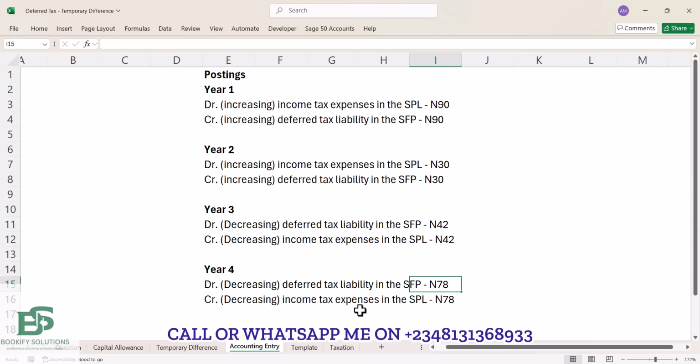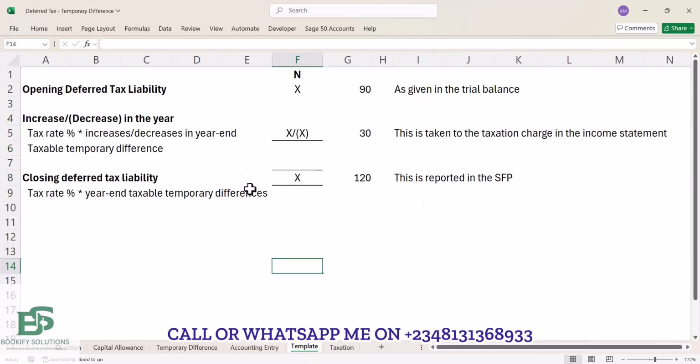The same thing with our profit and loss: they show a decrease by 78. So everything from the beginning here to this place, it starts from 90, enters 120, enters 78, and comes to 0. Now see the template here if you also want to use the template. Now for the trial balance, you go and see, and we'll pick up from there. Okay, see the opening tax liability for the next year.